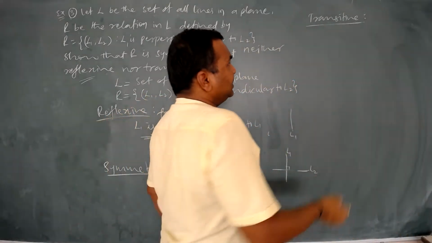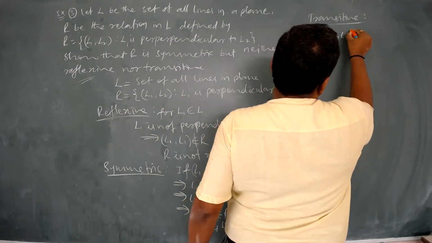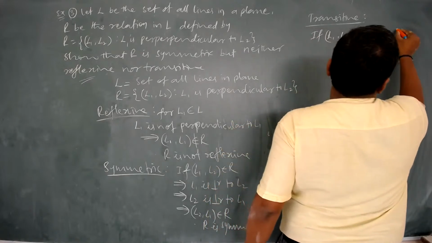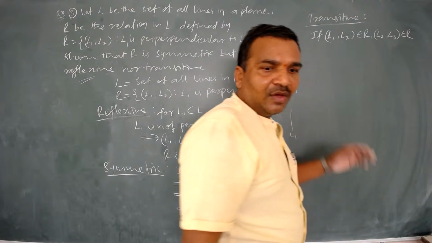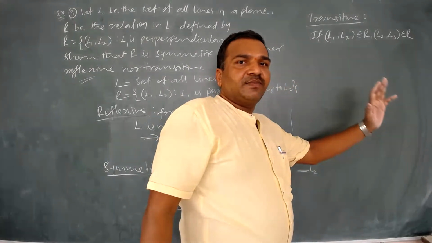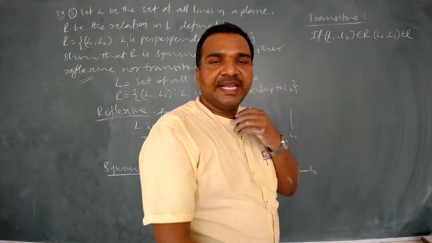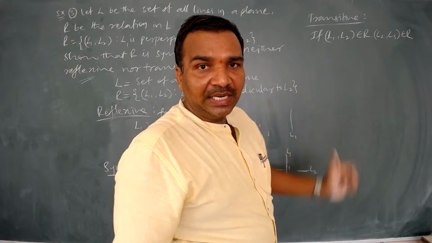Okay. Transitive. What is transitive? If (L1, L2) belongs to R and (L2, L3) belongs to R, then we have to prove (L1, L3) belongs to R. If it belongs to R, then we can say it is transitive. If it does not belong, then it is not transitive.